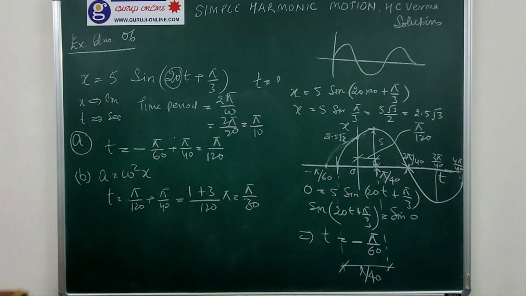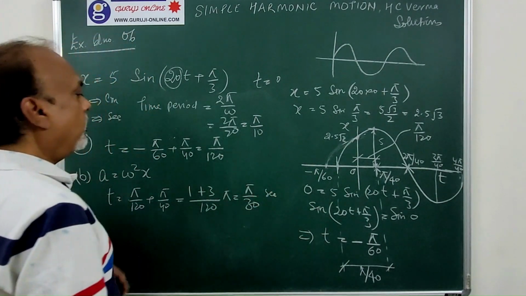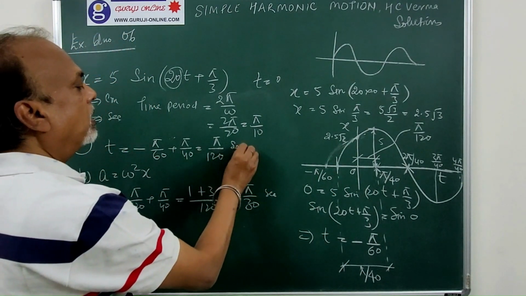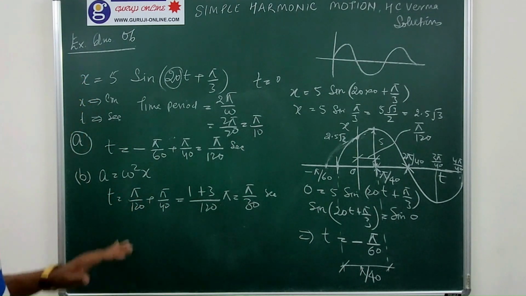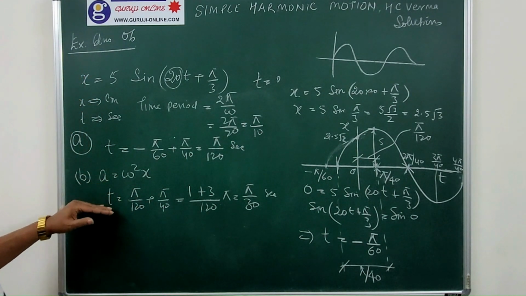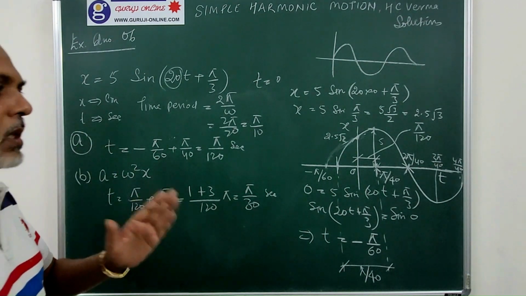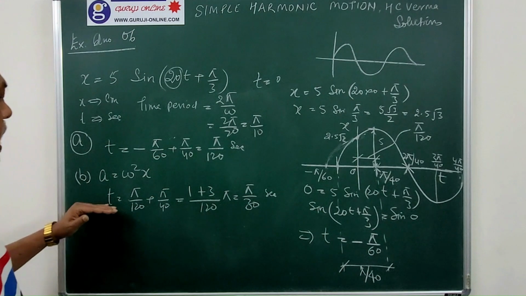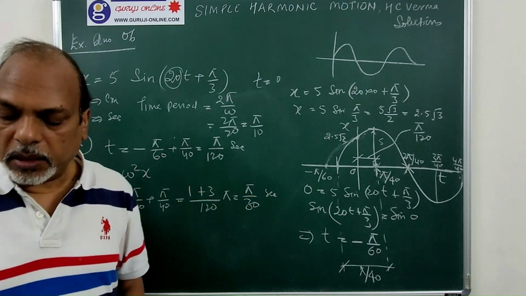So at this time, of course, this will be in seconds. This will also be in seconds. So take care of the units. So for the first time, acceleration will be 0 at t is equal to pi by 30.